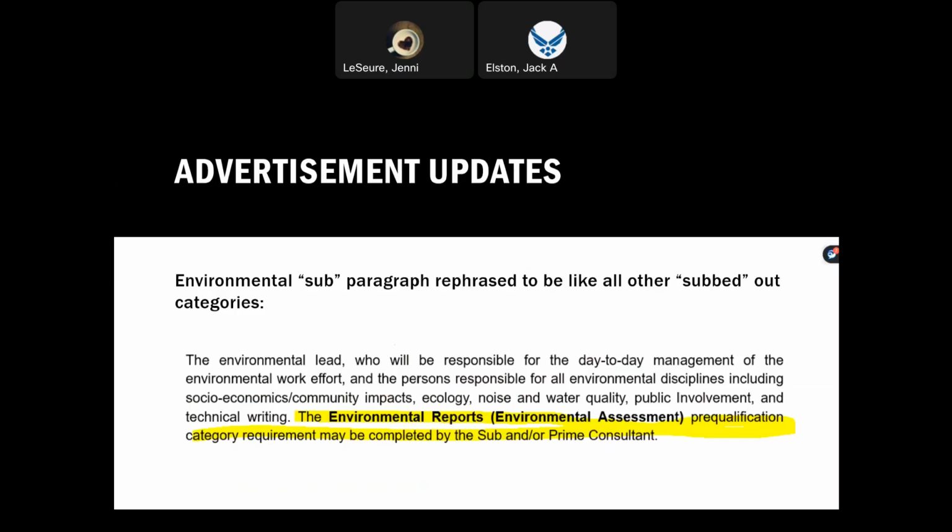The other thing that you're going to see is if environmental reports is to be subbed out, it's going to be rephrased to look like all the other subbed out categories.